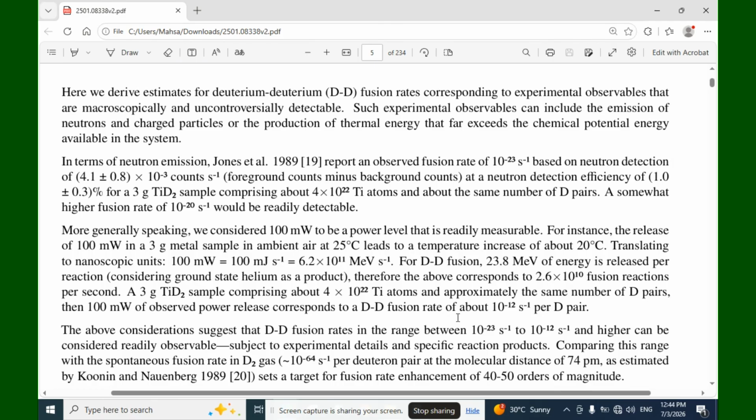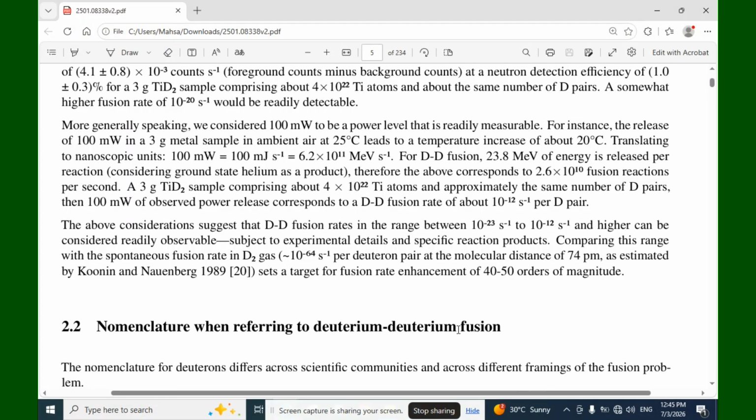For a 3 g TiD2 sample comprising about 4 multiplied by 10 to the power of 22 titanium atoms and approximately the same number of d pairs, 100 milliwatts of observed power release corresponds to a deuterium-deuterium fusion rate of about 10 to the power of minus 12 per second. The above considerations suggest that deuterium-deuterium fusion rates in the range between 10 to the power of minus 23 per second to 10 to the power of minus 12 per second and higher can be considered readily observable, subject to experimental details and specific reaction products.